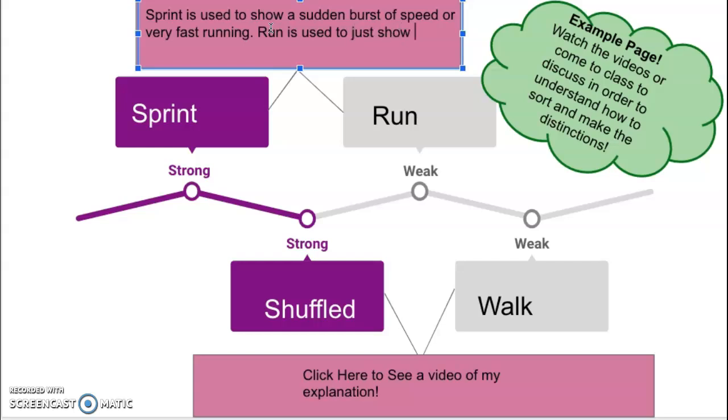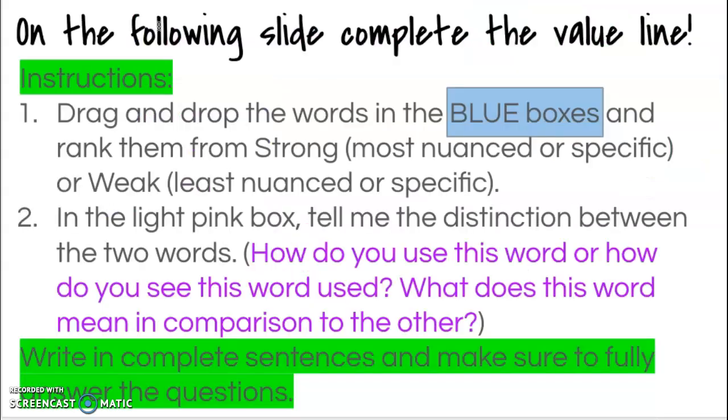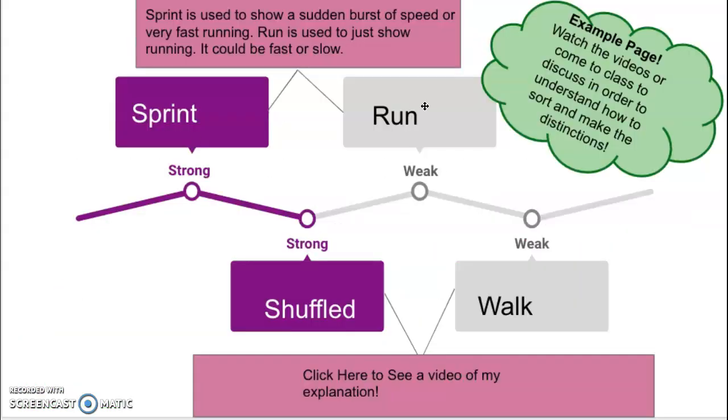I don't even know how to describe it. Running is just used to show running. I mean, it could be fast or slow. Some people aren't very fast runners. But, you know, we know run is slightly faster than a jog. That's the only thing we got going for us. But even then, some people's running is slower. We just know that running is like a full body motion.